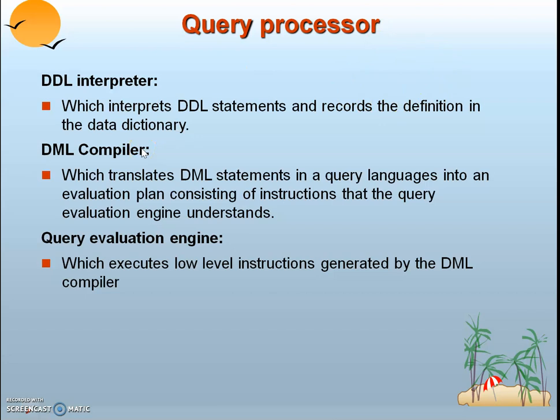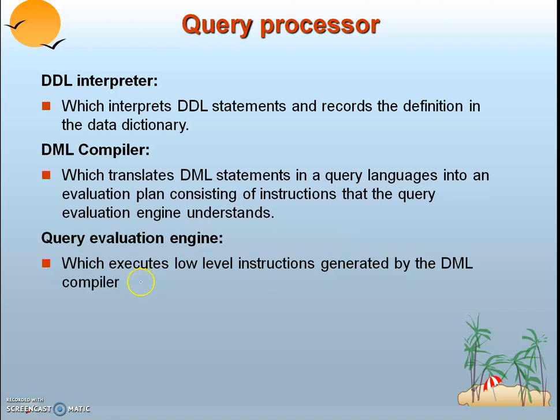Then coming to the DML compiler. The DML compiler translates the DML statements into query languages. It takes all the DML commands mentioned in one single query at a time and converts them into low level instructions, that is, machine language, so that it executes the complete query and gives you the output. The last one is the query evaluation engine.